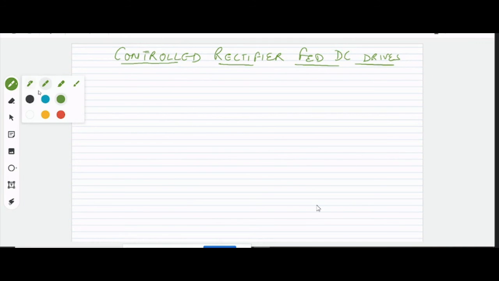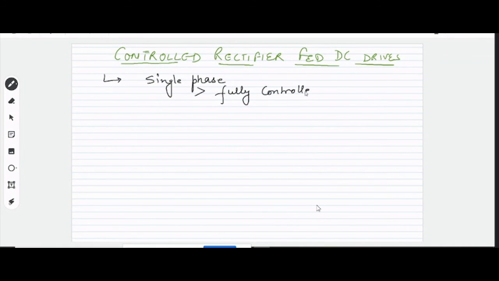So let us see the controlled rectifier fed DC drives, right? Now in the controlled rectifiers, we may have the two classifications as single phase and three phase rectifiers, whereas single phase may again be of two kinds, one which are called fully controlled and the other which are called semi controlled or half controlled, right? So we may have single phase or three phase rectifiers, and both could be fully controlled or semi controlled, right?